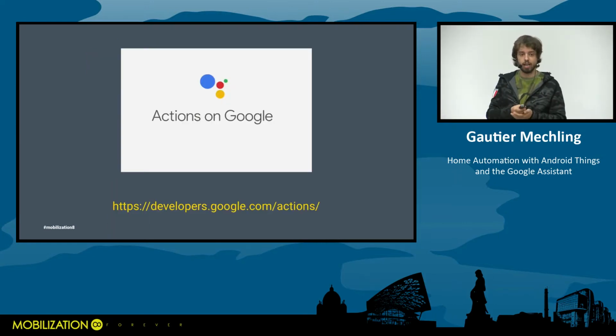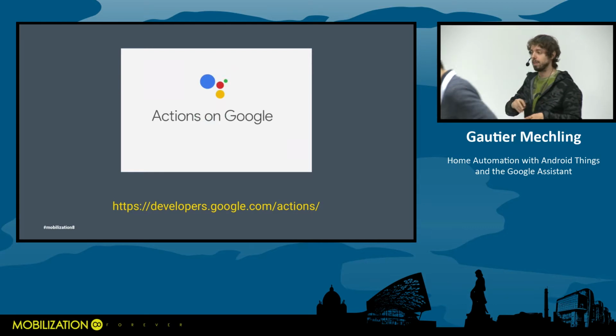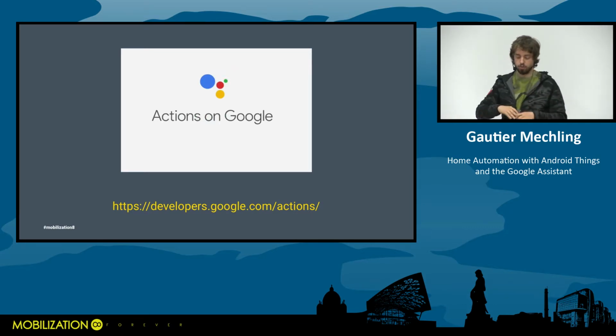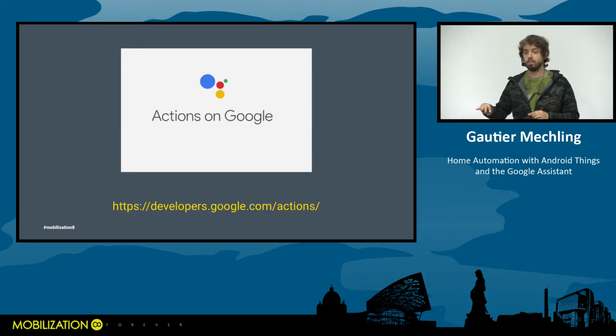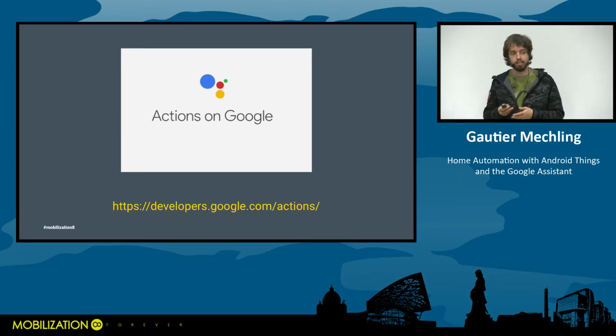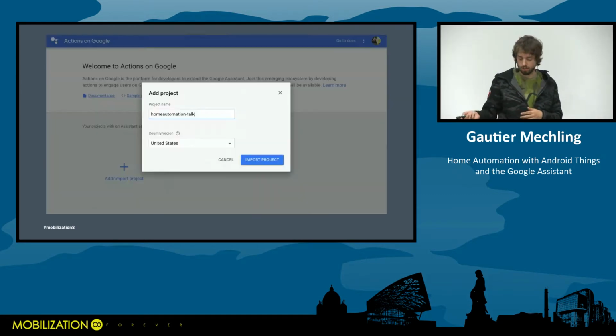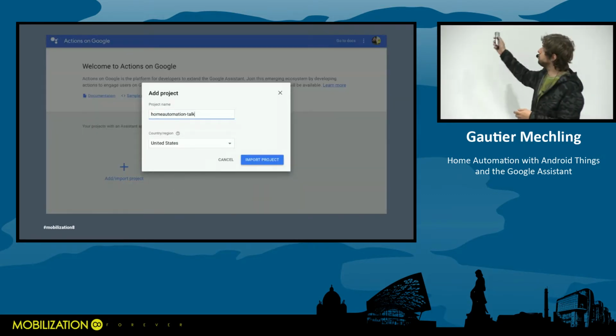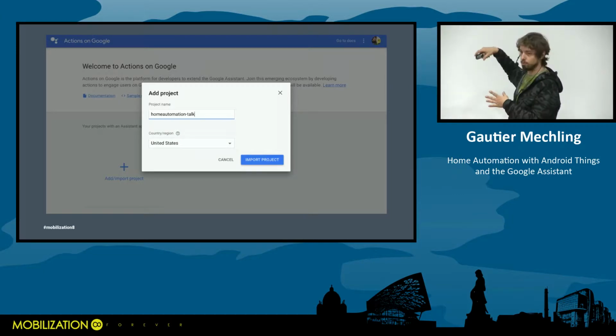You have to create an Actions on Google project. Actions on Google is the way to create applications for the Google Assistant, whether it's a chatbot or a smart home application for home automation. So let's do it. First, we go to the Google Actions on Google Developer Console.